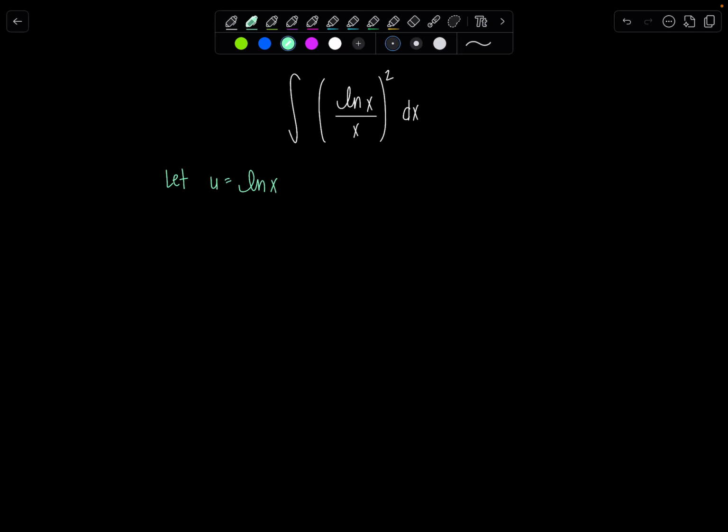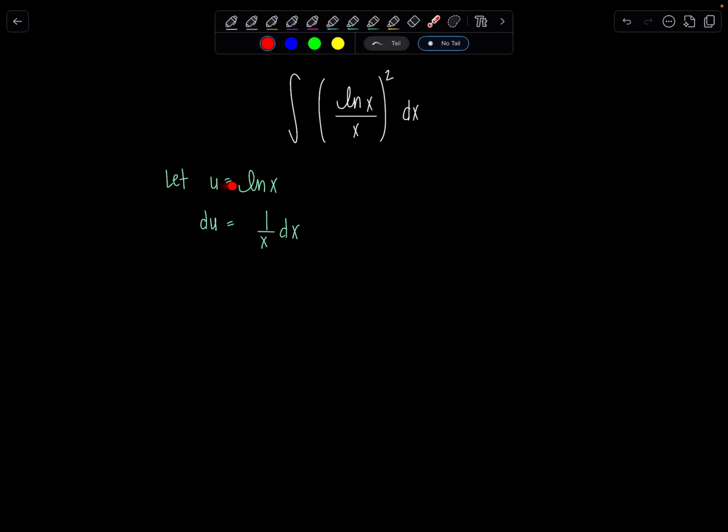And probably your first instinct is to just differentiate right now. So then du would be 1 over x dx. And at first glance, that's looking nice. However, remember all of this is squared. So yeah, that's u squared. However, we have an extra x in the denominator that wouldn't get absorbed when we make this substitution.